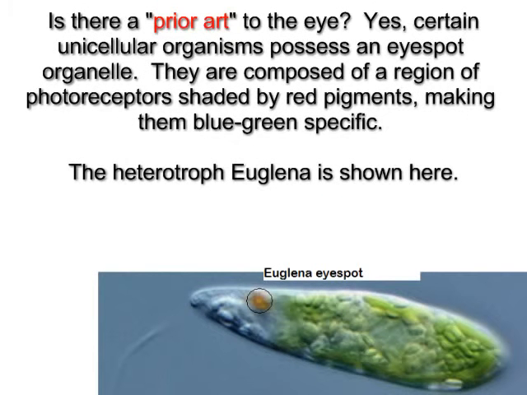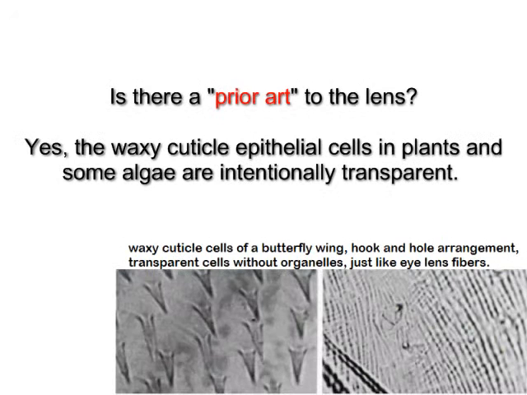Is there a prior art to the eye? Well, yes, certain unicellular organisms possess an eye spot organelle. They are composed of a region of photoreceptors shaded by red pigments, making them blue-green specific. The heterotroph Euglena is shown here. Okay, is there a prior art to the lens? Yes, the waxy cuticle epithelial cells in plants and some algae are intentionally transparent.